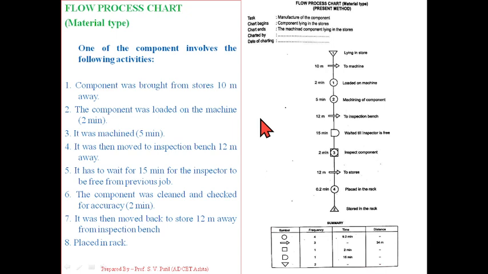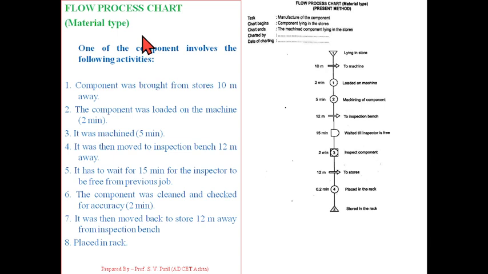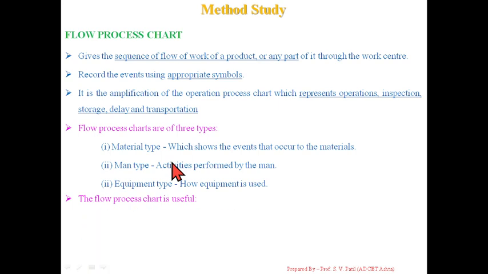Here we are discussing in detail how to prepare the flow process chart, which is material type. In an earlier slide we have discussed that there are 3 different types: the material type that we have discussed right now, man type and equipment type. The philosophy of preparing this chart is the same. Whatever we have done for the material type, the same approach we are supposed to follow for the man type and equipment type. The difference is that in the case of man type, the man is the clear focus, and in the case of equipment type, the equipment is the clear focus. In a material type, we had the focus on the material.